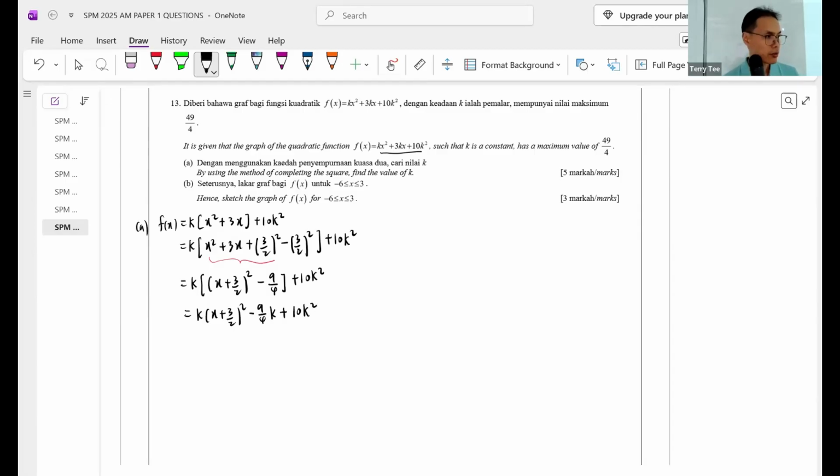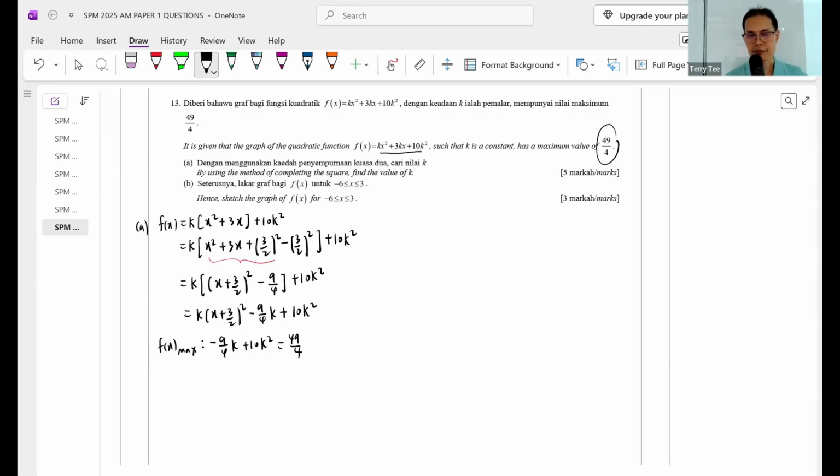Up to here, still okay? Remember, how do you know whether it's minimum or maximum? The question already says maximum. So that means your k should be less than 0. So your maximum is the one outside the bracket, which is negative 9/4 k plus 10k squared. And this must equal to what? What's your maximum value? 49/4.